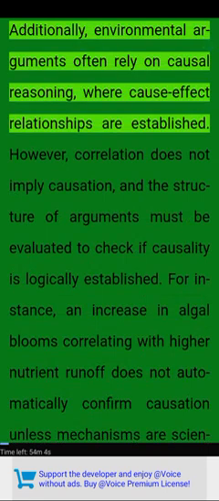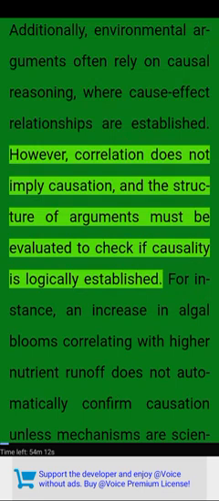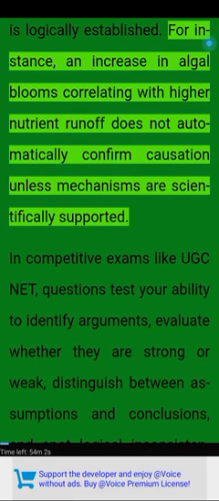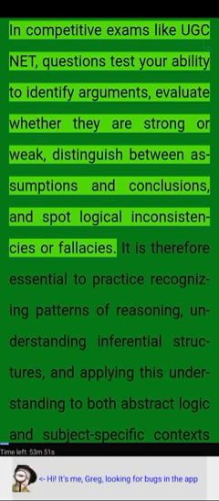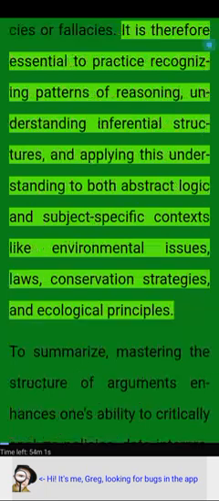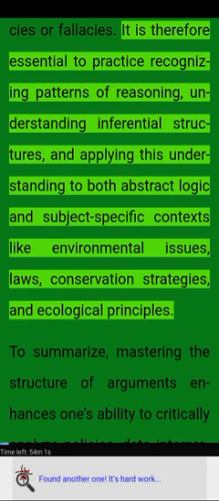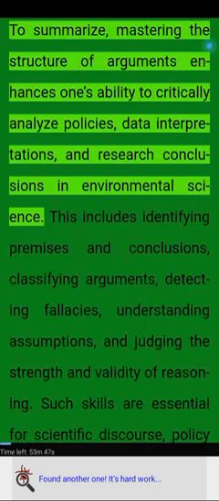Additionally, environmental arguments often rely on causal reasoning, where cause-effect relationships are established. However, correlation does not imply causation, and the structure of arguments must be evaluated to check if causality is logically established. For instance, an increase in algal blooms correlating with higher nutrient runoff does not automatically confirm causation unless mechanisms are scientifically supported. In competitive exams like UGC NET, questions test your ability to identify arguments, evaluate whether they are strong or weak, distinguish between assumptions and conclusions, and spot logical inconsistencies or fallacies. It is therefore essential to practice recognizing patterns of reasoning, understanding inferential structures, and applying this understanding to both abstract logic and subject-specific contexts like environmental issues, laws, conservation strategies, and ecological principles.